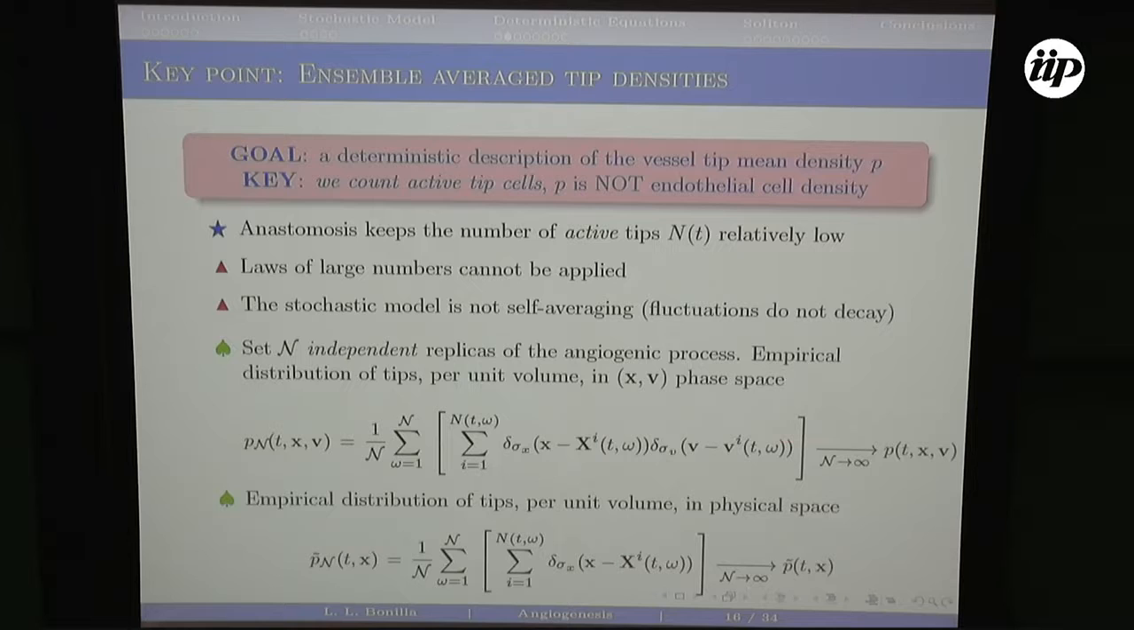And you have n, this n of t omega is the number of active tips at time t, which of course varies because sometimes it grows, sometimes it decreases. So we assume that this converges to some density. And if you eliminate the velocity, then you have a density of tips, which also converges to that, supposedly.